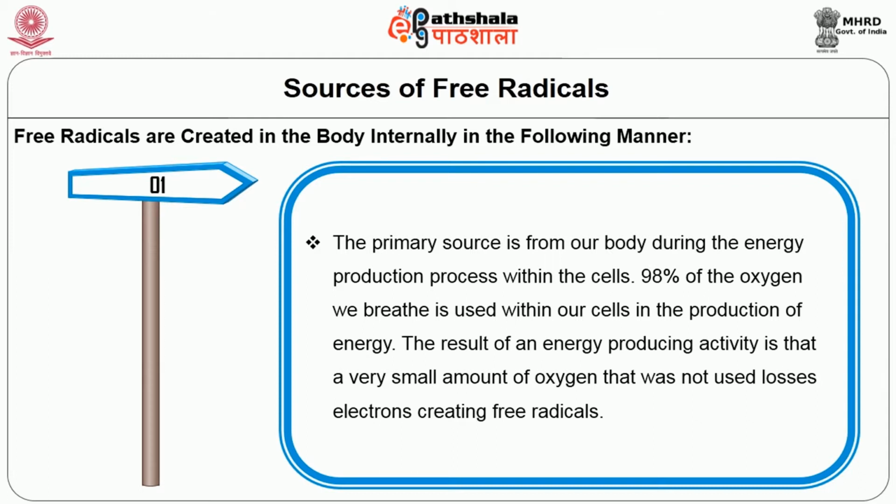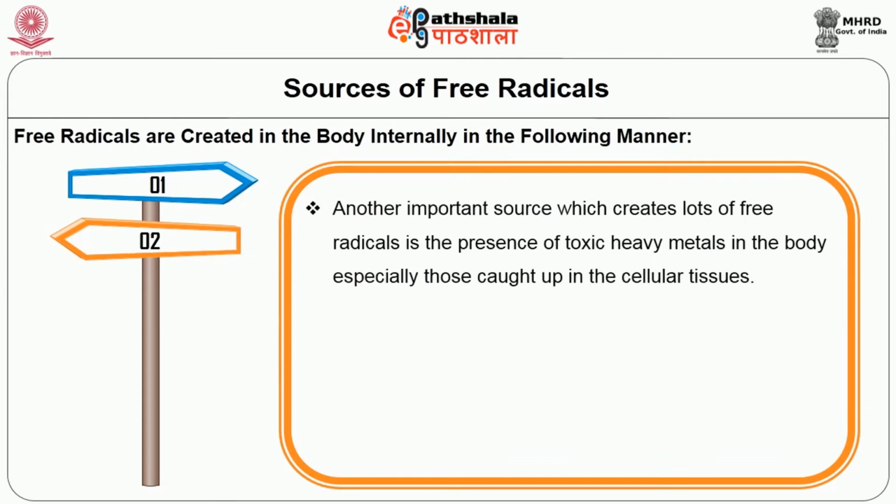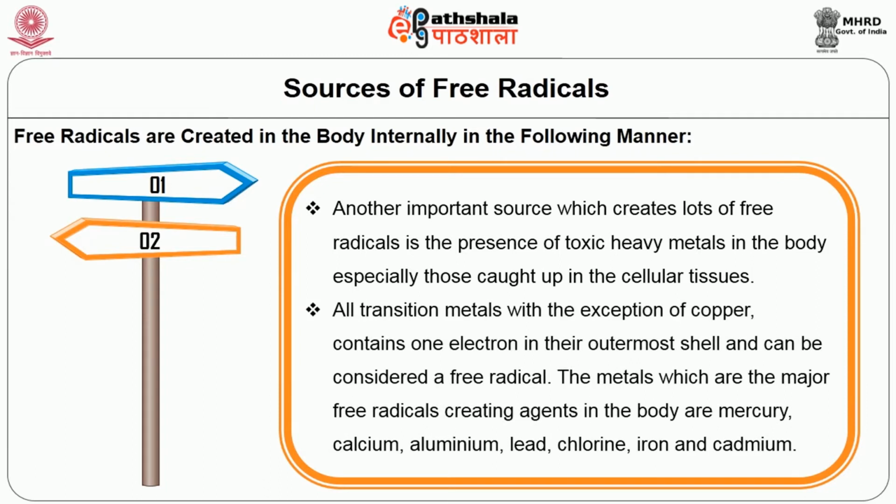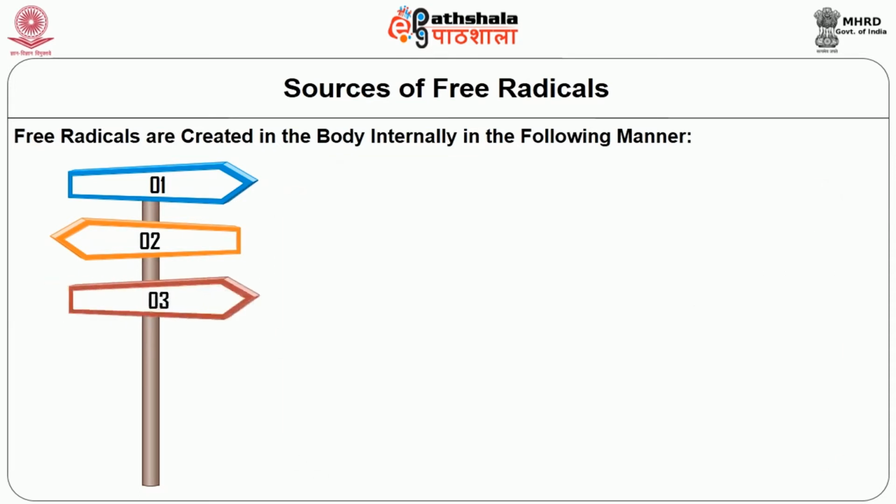electrons, creating free radicals. Another important source which creates a lot of free radicals is the presence of toxic heavy metals in the body, especially those caught up in the cellular tissues. All transition metals, with the exception of copper, contain one electron in the outermost shell and can be considered as free radicals. The metals which are the major free radical creating agents in the body are mercury, calcium, aluminium, lead, chlorine, iron and cadmium.